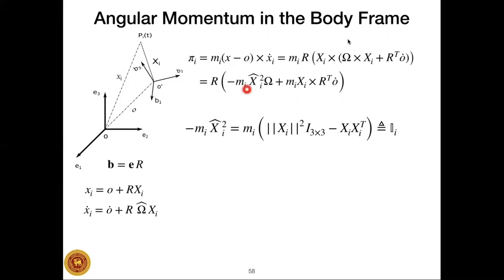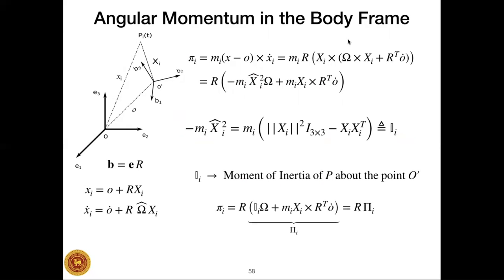And this quantity appearing over here, if you look at it, it is a property of the point. And if you add all of these together, you get what we call the moment of inertia. So this expression gives you the moment of inertia of the point P about point O prime. If you add all of them together, you get the moment of inertia of all the particles about the point O prime. That's that point. So using this expression, we can write it this way.